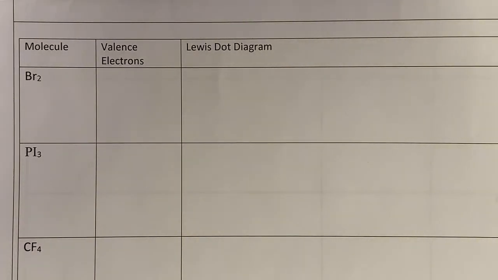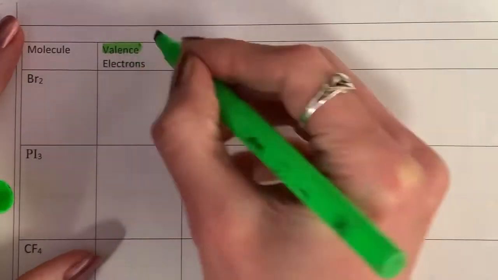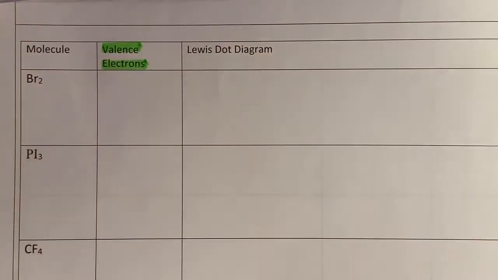So today we're going to be talking about Lewis dot diagrams. Lewis dot diagrams are pictures that show us how atoms come together to form a molecule and how they're sharing electrons within that molecule. Now, when we're talking about Lewis dot diagrams, we're going to be showing how the electrons are shared.